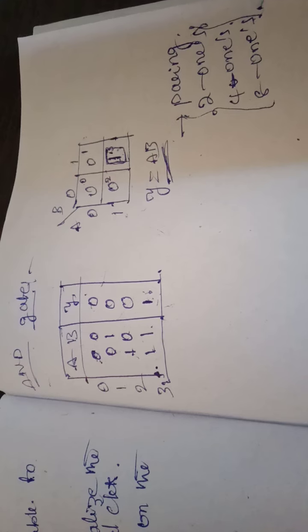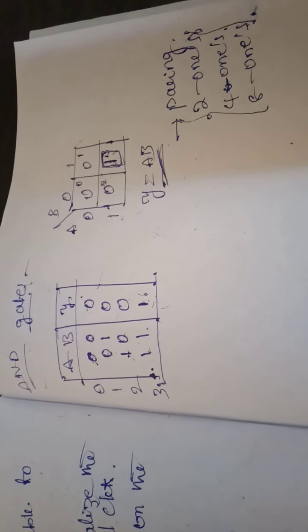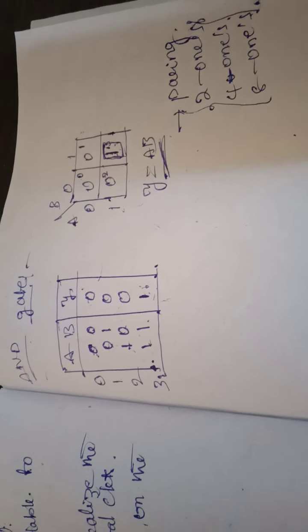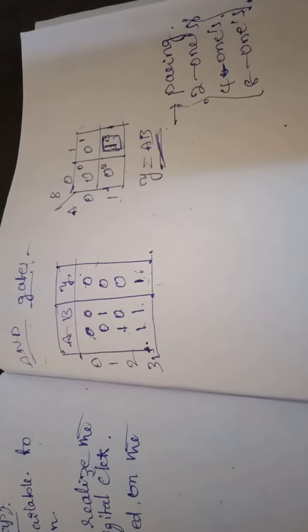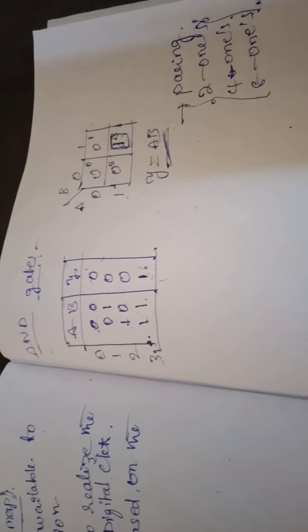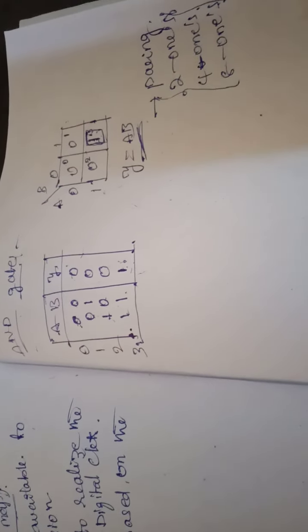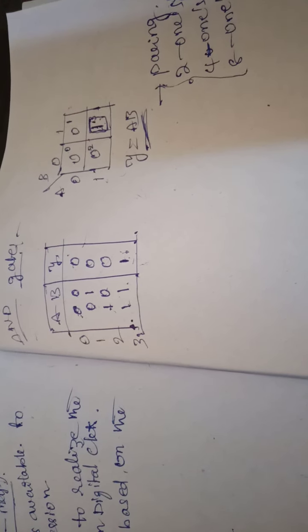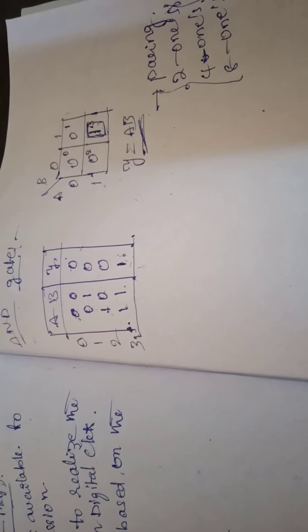Next, what will this box indicate? This is 0, that means A bar. This is B. So you have to represent A bar B. That means first term. Now what about this term? Here is A, here is B bar. So you have to write A B bar. Now what about this term? A B. Is it clear, Nandi?